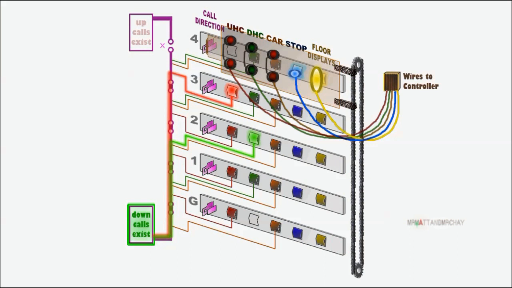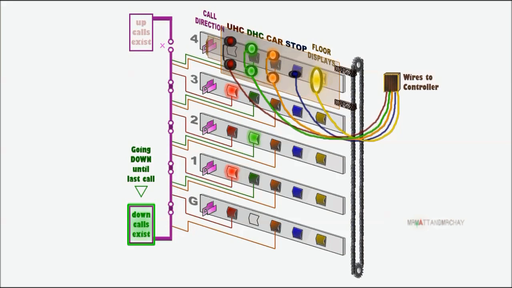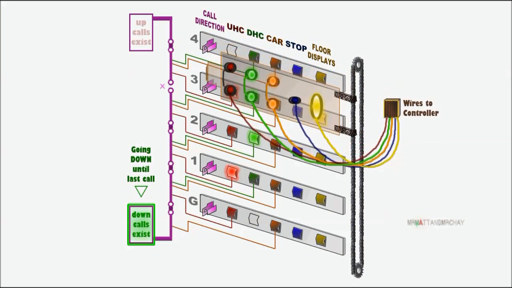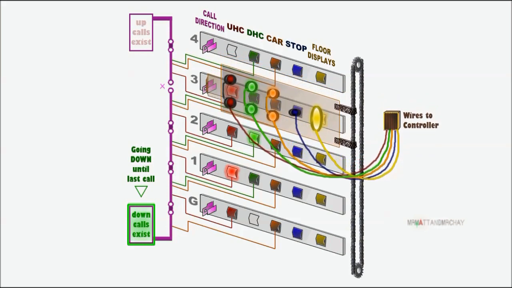I will now add some example calls. Up on the first floor, down on the second floor, and up on the third floor. Each of these calls keeps the down request circuit alive. When the door closes, the lift now commits to the down direction until the last call is reached. The up brush is not active and the lift doesn't stop on the third floor.